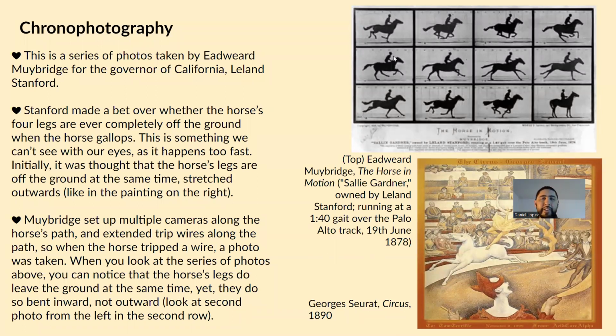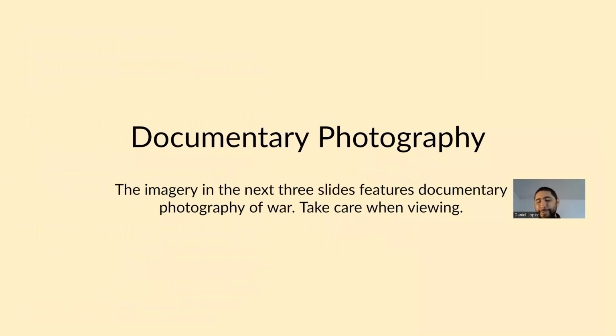basically having a series of cameras lined up along a racetrack where the horse tripped a string to make the camera go. So yeah, it was because of a bet that film kind of exists. I mean, it probably would have happened anyways, but it's kind of cool that it involved a horse because horses are cool. I think I need to go a bit quicker.